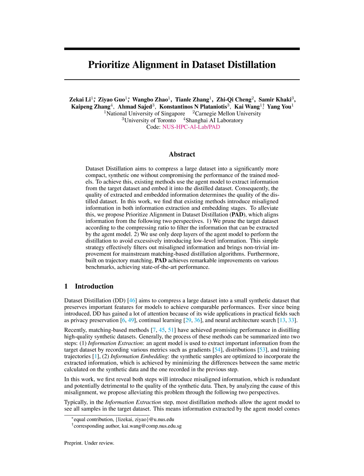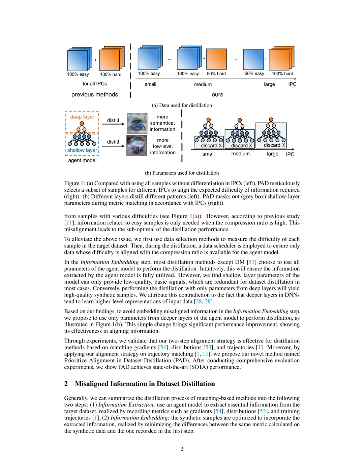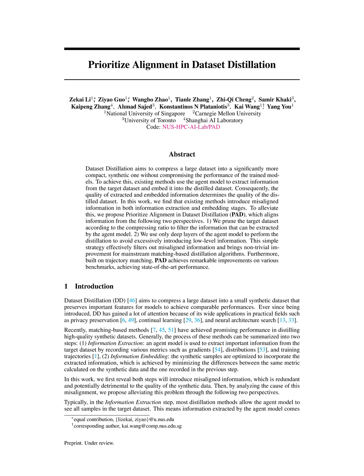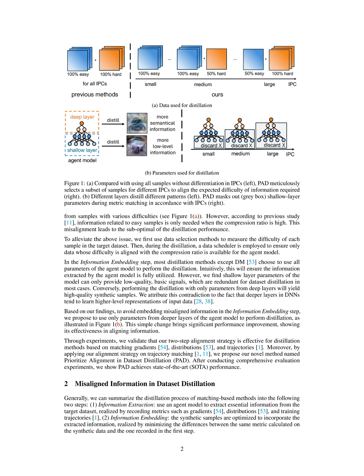The proposed method, Prioritize Alignment in Dataset Distillation (PAD), operates through two main phases: information extraction and information embedding. 1. Information extraction. In this phase, PAD employs a data selection method to assess the difficulty of each sample in the target dataset. It ensures that only samples whose difficulty aligns with the desired compression ratio, IPC, are used for training the agent model. This is crucial because previous studies indicate that easy samples are only necessary at high compression ratios, and including misaligned samples can degrade the quality of the distilled dataset.